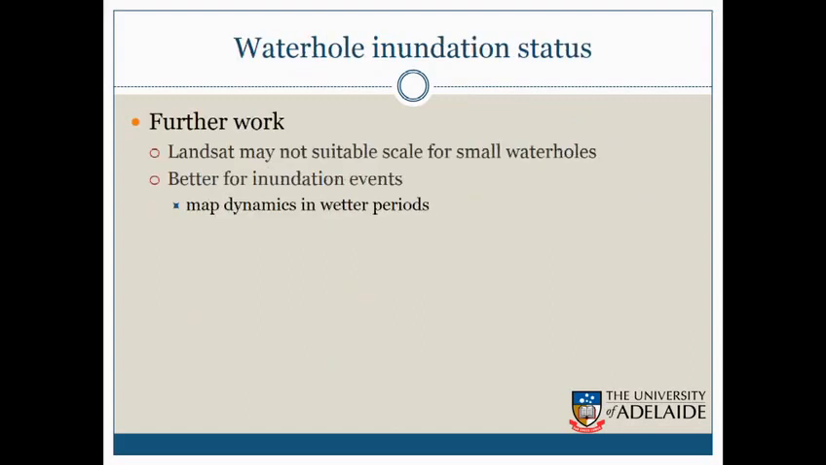There's a problem with this, where if the pixel goes to less than 25 metres, then you probably won't be detecting it, and that's an issue. A better application of this data set would be to actually look at the wet events and to see how those dynamics change over different types of wet periods.